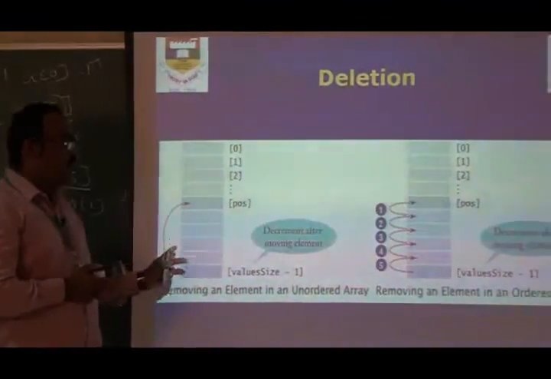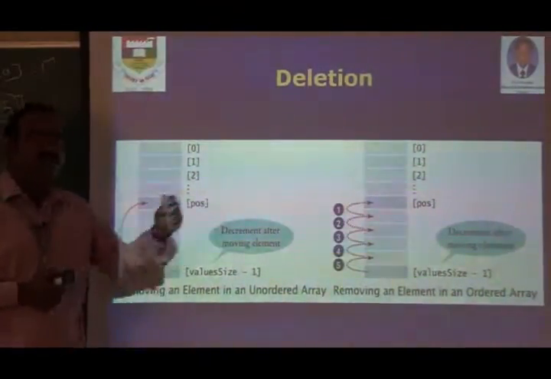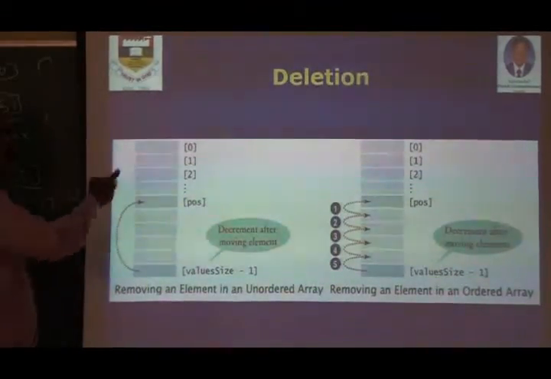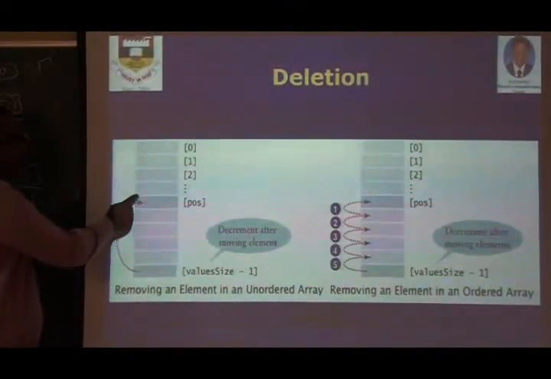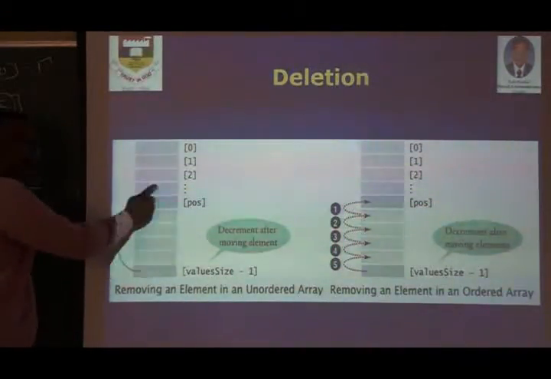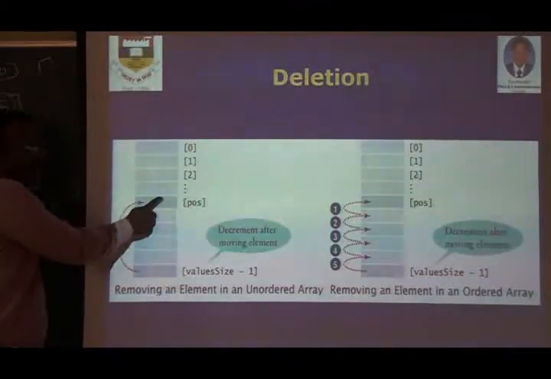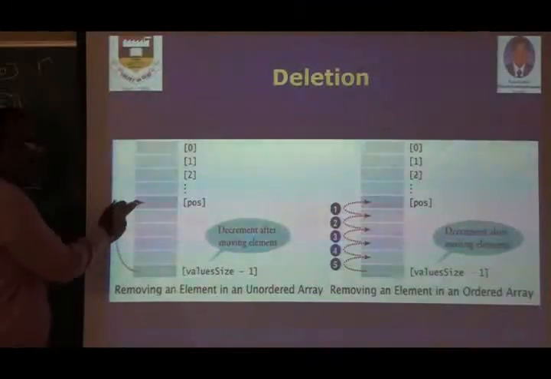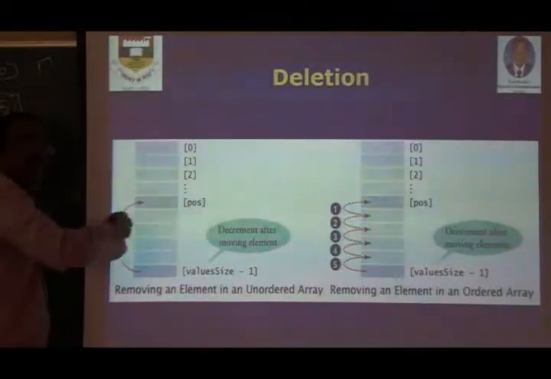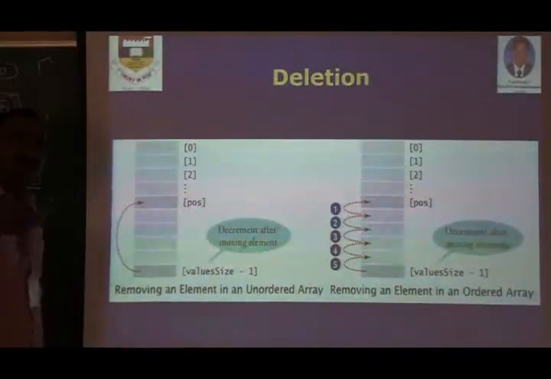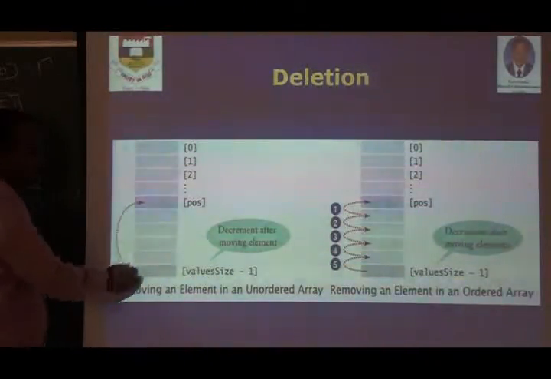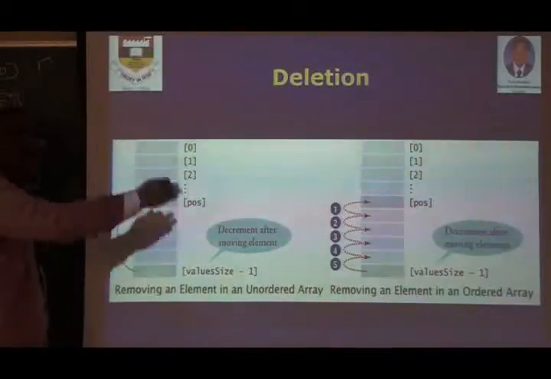There are two cases: first an unordered array, and another an ordered array. How is deletion performed on an unordered array? For example, 0, 1, 2, 3, 4, where the elements are unordered. Now we are going to delete the element at this position. After it is deleted, we decrement the size after moving the elements. Once you delete, you shift all the elements into the previous position. So insertion is traversing to the succeeding position, and deletion is traversing to the preceding position, moving the elements one by one to the preceding position in the array.